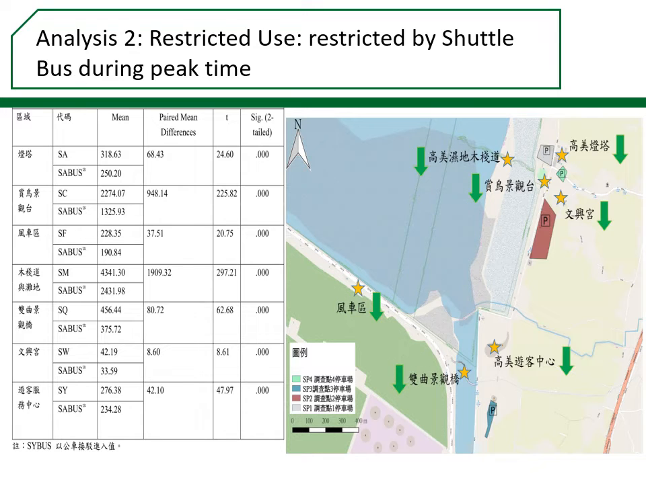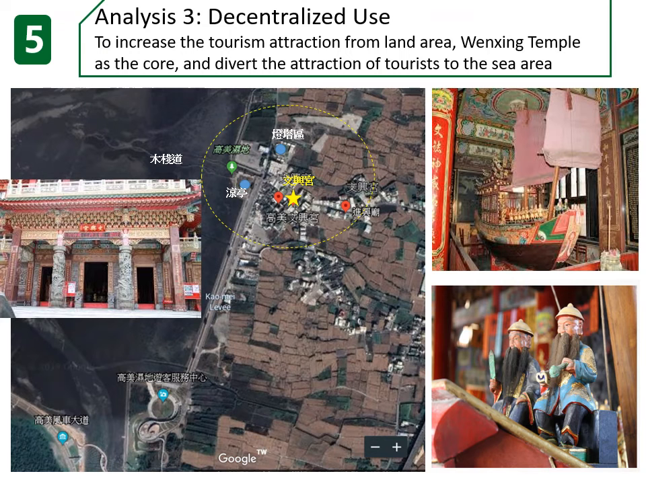According to the dependent t-test, each scenic spot has been found to have a significant decrease in the number of visitors. It implies that if we restrict visitors to the shuttle bus during peak time, the visitor number can be distributed effectively across each scenic spot. For analysis 3, decentralized use, this kind of strategy has been applied. We try to involve a new attraction from the land area to divert the attraction of tourism from the sea area.